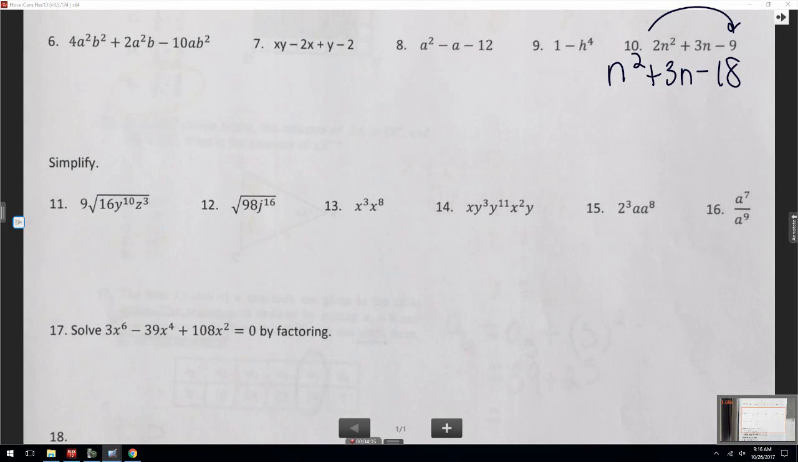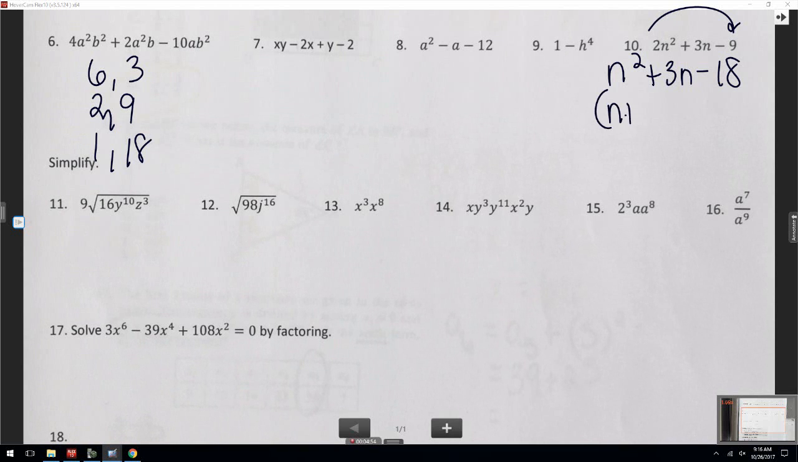Okay, what's the factors of 18? 6 and 3. 2 and 9. And then what was the other one? 1 and 18. All right, but I'm trying to get to what number? 3. Which one adds or subtracts to be 3? 6 and 3. Positive 6 minus 3. There you go. Are you okay so far? Hunter, you good?